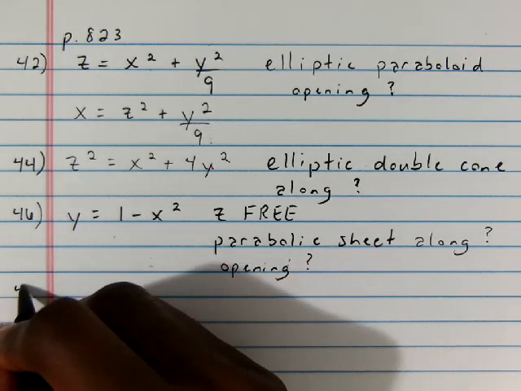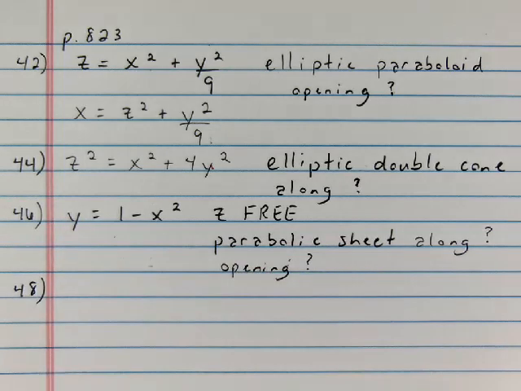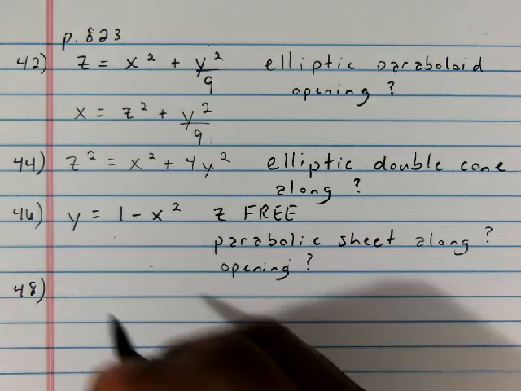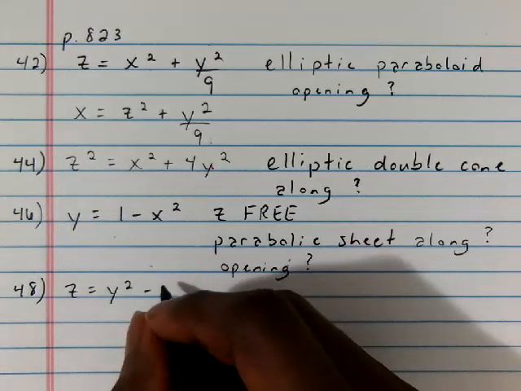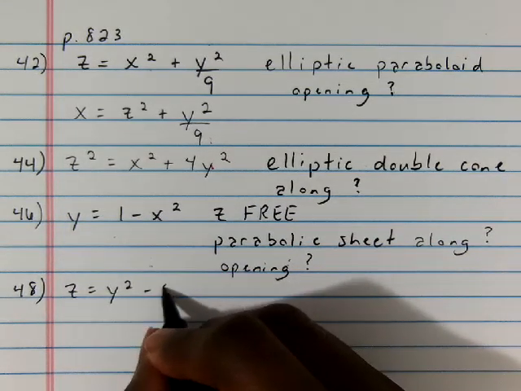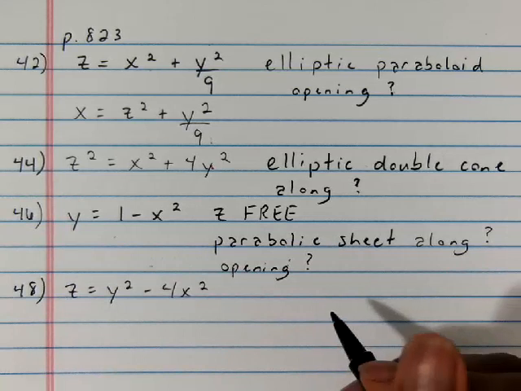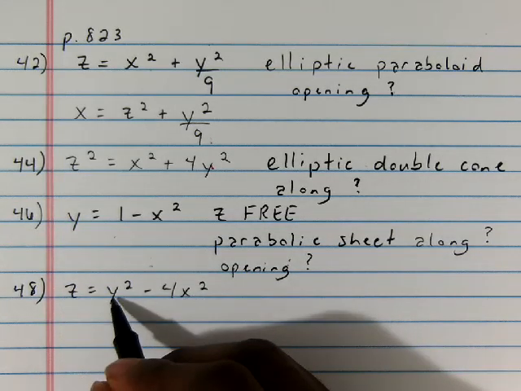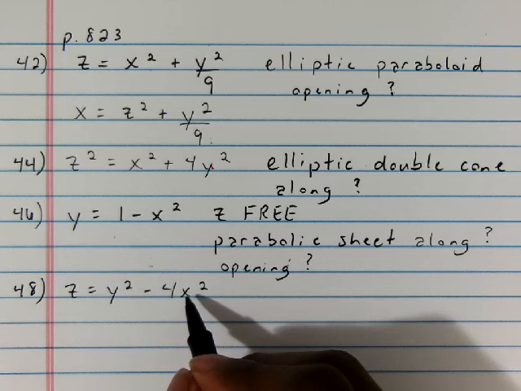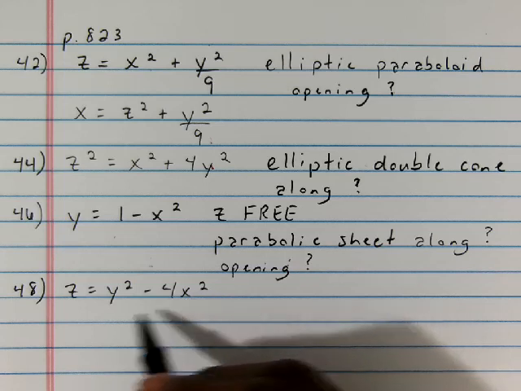48, they give us z equals y squared minus 4x squared. Okay, so here if x is 0, I get a parabola. If y is 0, I get a parabola. So if I looked at it from the front or from the left or the right or the back, I'm going to get a parabola.